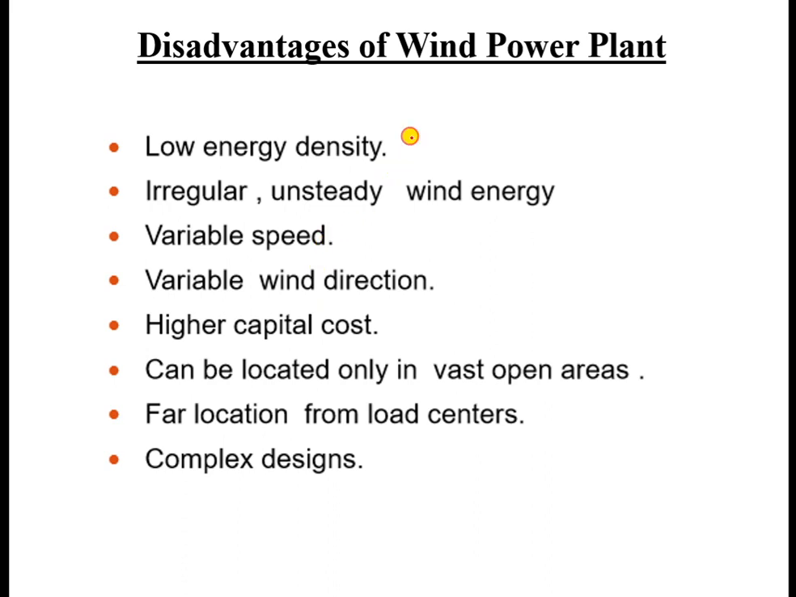Disadvantages: the energy available does not give a huge amount of output. It is irregular and unsteady because it depends upon wind. The speed of the wind is variable, therefore we cannot get a continuous output. It is intermittent. Higher capital cost is required, and compared to that we are not getting the output. Variable wind direction, that we have already talked about. It can be located only in vast open areas, not suitable for all the people or all the areas. Location is far away from the load centers, and complex designs. That is the main problem as far as the wind turbine power plant is concerned.